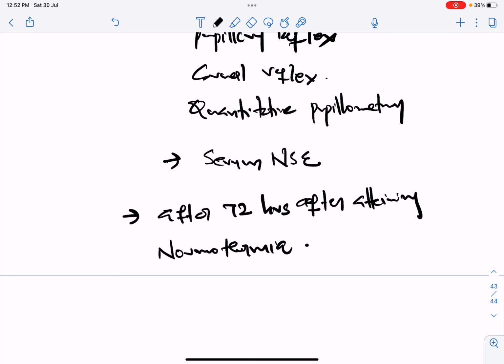In TTM, they keep the temperature between 32 to 36 degrees Celsius. Once the patient attains normothermia after the TTM, we can do the neuroprognostication after 72 hours. It is not 72 hours after achieving ROSC. It is 72 hours after achieving normothermia. That is very important. So this is how we do the neuroprognostication. We have a multimodal approach.